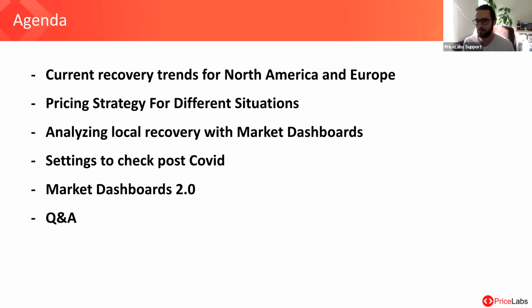And since COVID had such a drastic toll on booking demand, ADRs, and things like that, we'll go over settings to check after COVID. Once you're in recovery, I know a lot of you set different manual overrides, so we'll cover what to look for here. Then we'll talk a little more about where our market dashboards are going with Market Dashboards 2.0, and then we'll open it up to some questions.